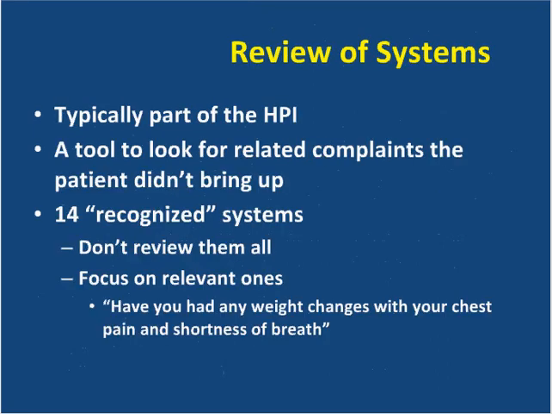Now, part of your history of present illness includes something called a review of systems, and there are 14 recognized systems. You don't need to review them all, but you want to review ones that are relevant to the patient's chief complaint. So if a patient is complaining of chest pain and shortness of breath, and they don't mention this, you may ask, have you had any weight changes? A significant decrease in weight might suggest cancer or an infectious disease like tuberculosis. A significant increase in weight might suggest heart failure and fluid retention. And the patient may not bring this up without you asking specifically.